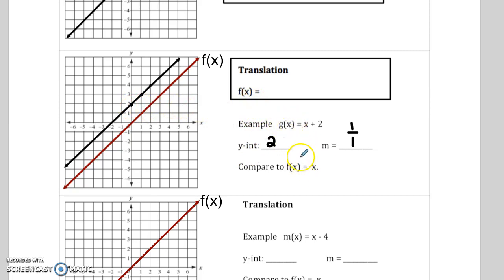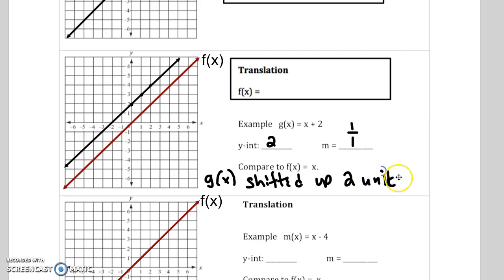So that's what we're going to say when we compare. When we compare g of x to the parent function f of x, we're going to state this. G of x, what did it do? It shifted precisely up 2 units. So when we're talking about the comparison for the shifting, we're going to say that it shifted, and where did it go? It went up. What's the direction, and how many units did it do that? So let's check out this next one.